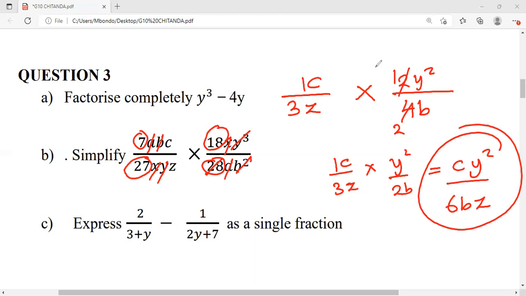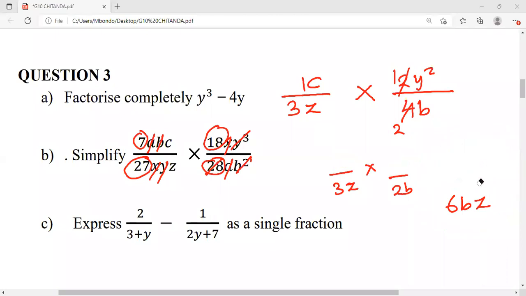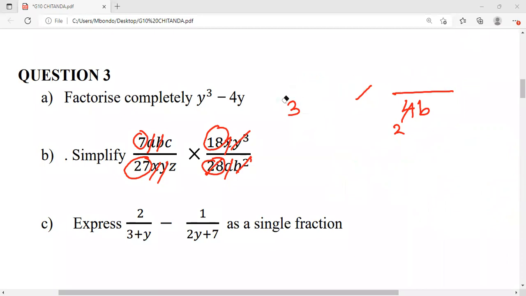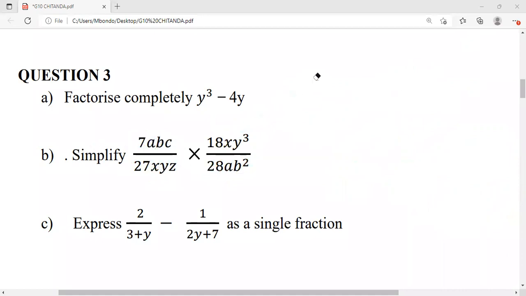Okay. So let us look at the last one, which is very simple. The last one is always very, very simple, ladies and gentlemen. So let's do the last one together.